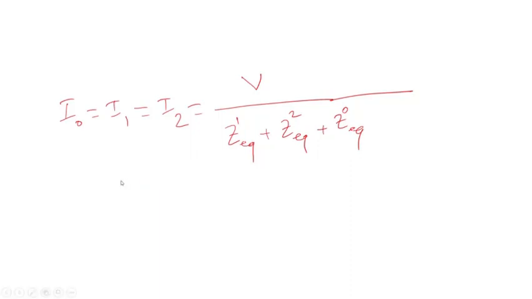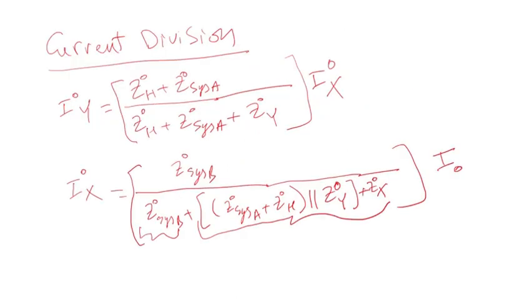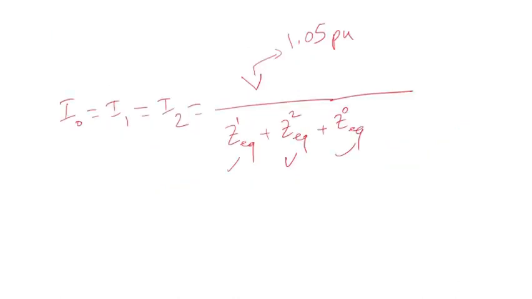I know this voltage, which we said is going to be 1.05 per unit, and I know the impedances, so I can calculate I0. Once I calculate I0, I'll plug it here to get I0X, then plug that here to get I0Y, the current through the tertiary. Then I get all the currents.